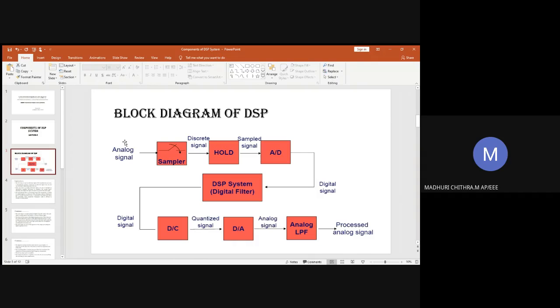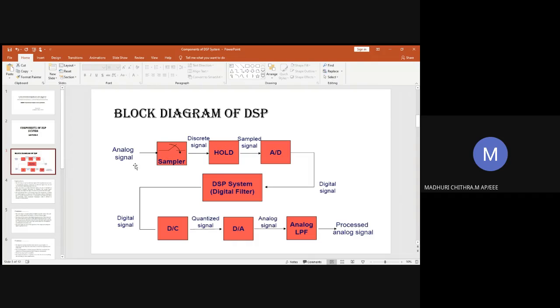First, we are giving the analog signal. Why? In today's world, most signals are analog in nature. Analog means continuous time signals. We want to know why we are converting from analog to digital signals: because we get the information from the devices. Again, that digital signal is converted to an analog signal, so we can use it as an analog signal.